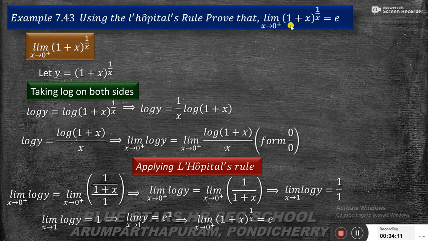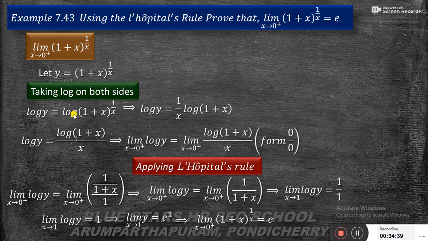So first I write the LHS. The LHS is limit x tends to 0 plus. The plus means it is the right hand limit, RHS limit. So limit x tends to 0 from the right of (1 plus x) whole power 1 by x. I take this function as y equal to (1 plus x) whole power 1 by x. Taking log on both sides.